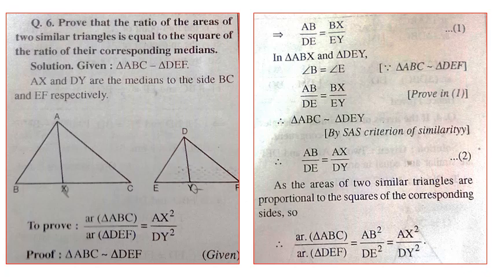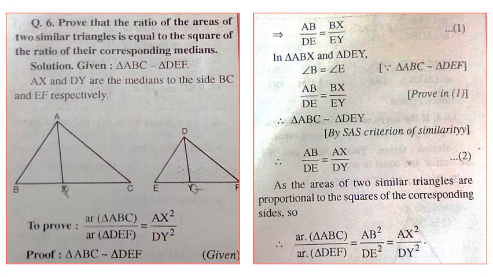AB by DE is equal to BX by EF, that is from equation 1. Therefore, triangle ABX is similar to triangle DEY by SAS similarity criterion. Since these two triangles are similar, AB by DE is equal to AX by DY. Let it be equation number 2.